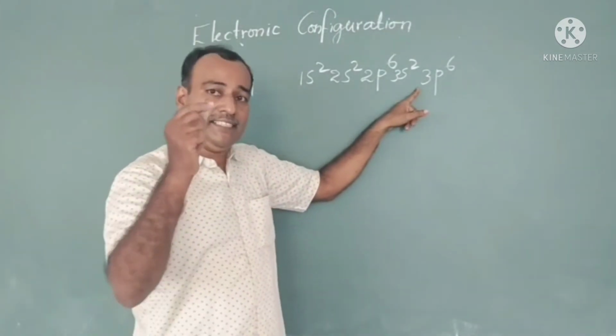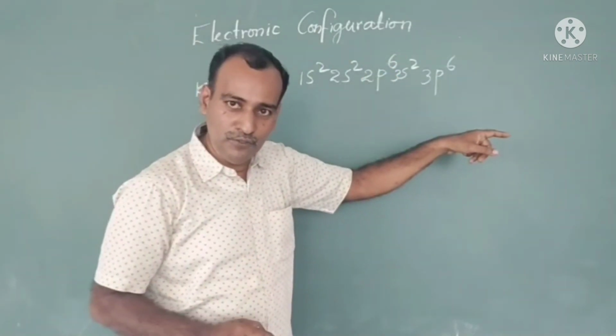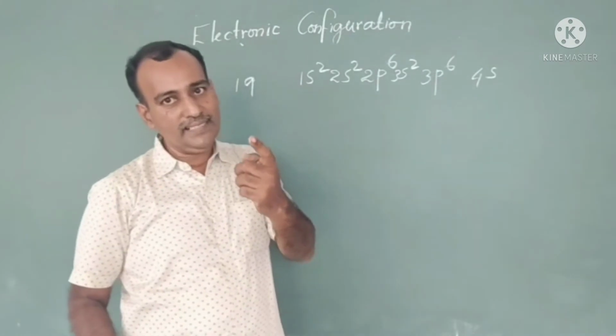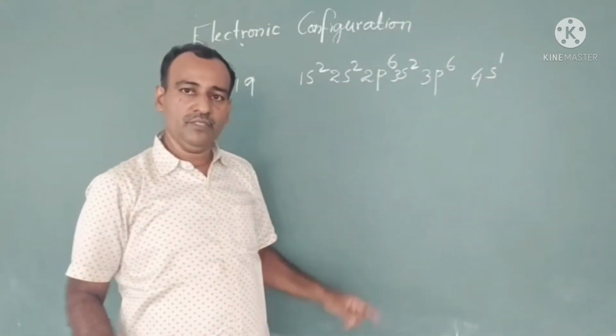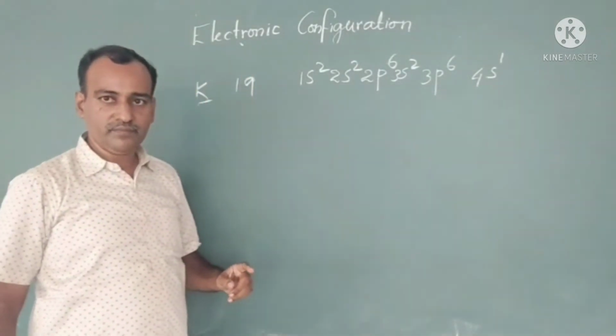After completing the 3p orbital, the electron goes to the 4s orbital. How many electrons are remaining? Only 1 electron is remaining. So it will go to 4s. So this is the electronic configuration of potassium.